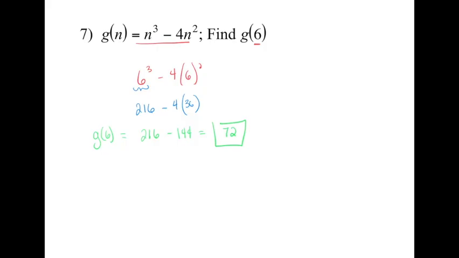You don't have to do anything with this side of it. G of 6 equals that. That G of 6 is just literally saying, what am I plugging in? What is my output if I input a 6? My output is 72.